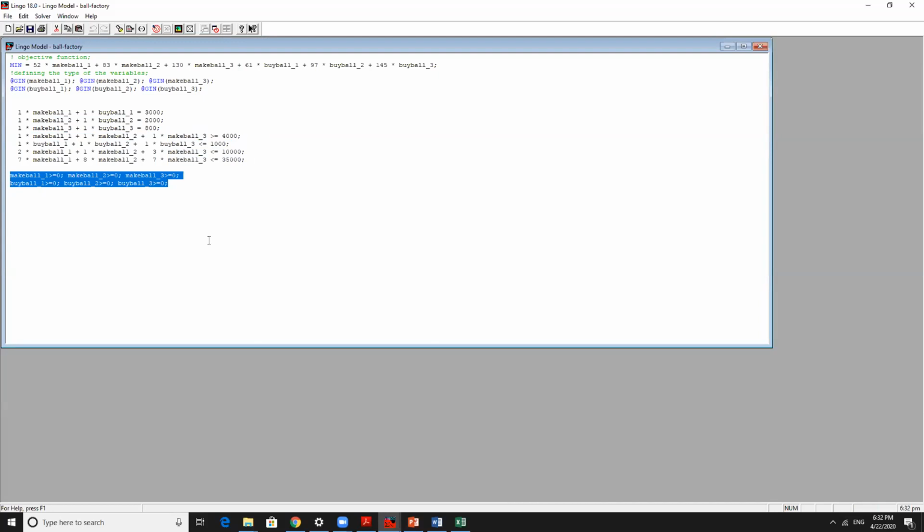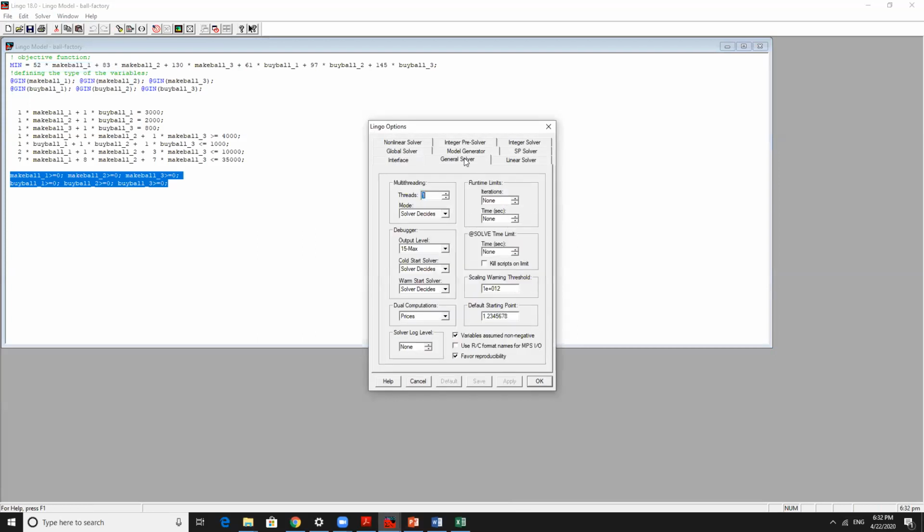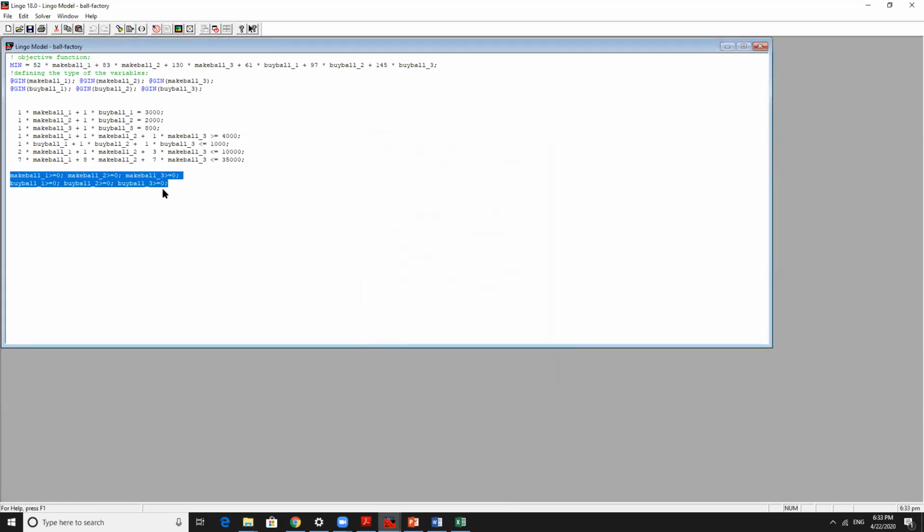Again, the last 2 lines are not required. You can go to solver, options, and in the general solver, just select variables assumed non-negative. If you do that, you don't have to include these 2 lines. This could be extra. So any questions so far? I give you 2 minutes to look at this problem and compare it with the written one that I put in the model. Then I go to the next part.